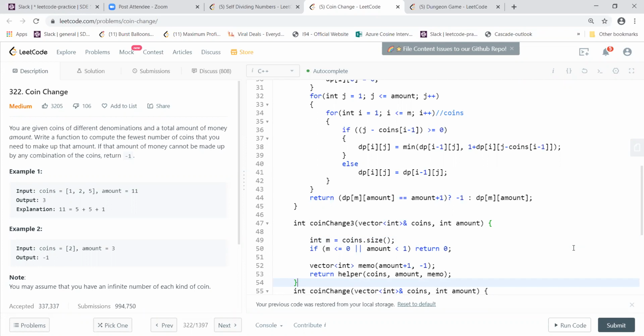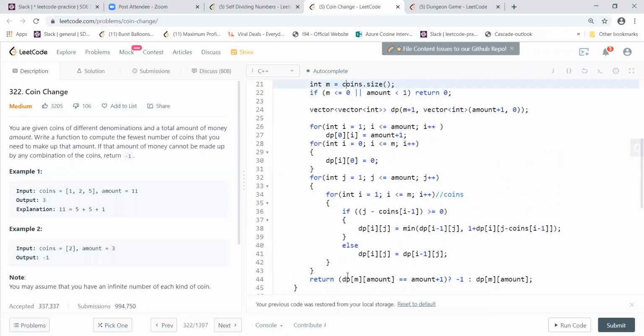Yeah, that makes sense. Okay, so I'll just quickly run through the top-down approach here. I check the size of the coins, and then I set a cache, a memo, which is an array of size amount plus 1. Then this is the helper function, wherein I pass in the coins vector or array, the amount value, and the memo.